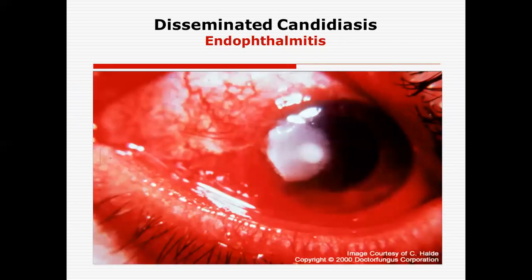Now, this is how endophthalmitis appears. There is disseminated candidiasis, and the Candida organism lodges in the eye area, and it leads to endophthalmitis, which is a disease caused by Candida albicans. Disseminated candidiasis in the form of endophthalmitis caused by Candida albicans species.